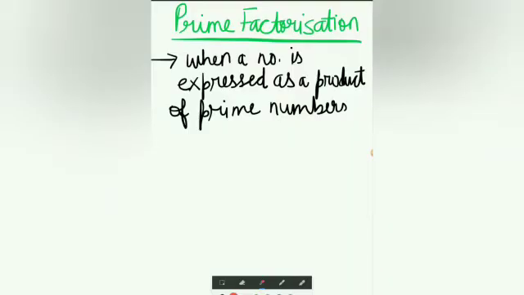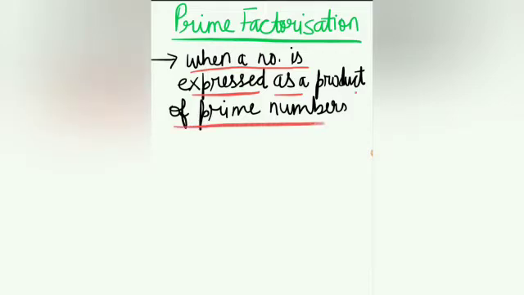Topic: prime factorization. What is prime factorization? When a number is expressed as a product of prime numbers. A prime number has only two factors, for example, 1 and the number itself. So this is prime factorization. Prime factorization is a very easy topic.